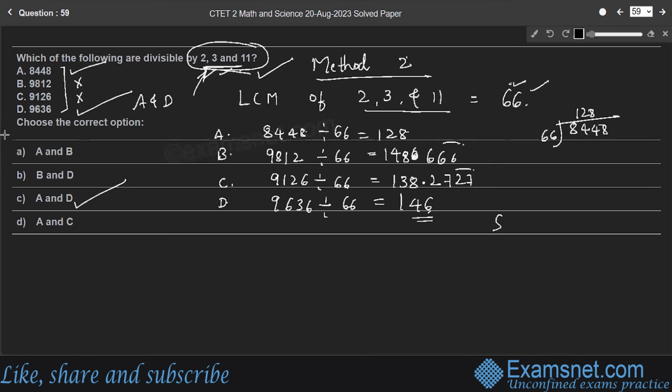Here the simplest method is the second method. Right? So it requires less time. Therefore, go for the second method. By considering the LCM, all you have to do is the division part, right? Therefore, option C is the right answer.